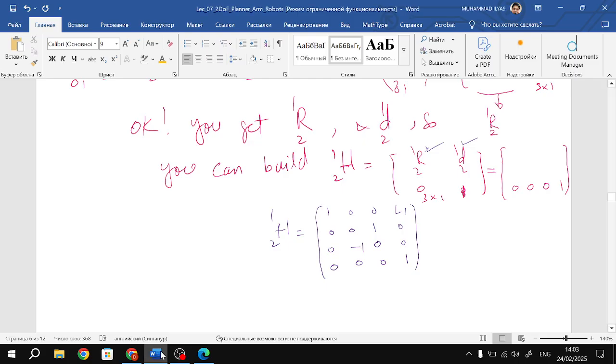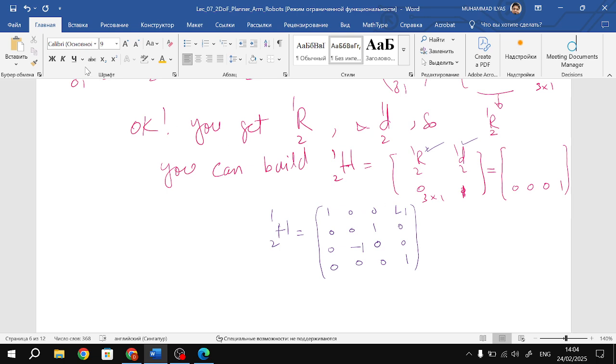Okay, here we go. So welcome after the break. We are finding the transformation matrix between frame 2 and frame 1, in which we already have found the rotation matrix and displacement vector. So now we can write this HTM in a full form.